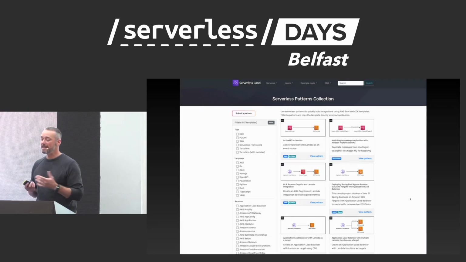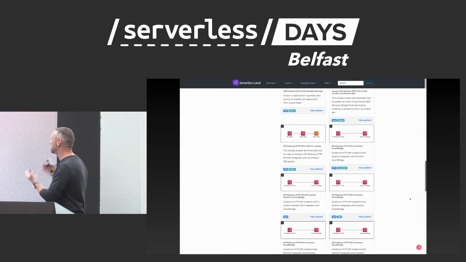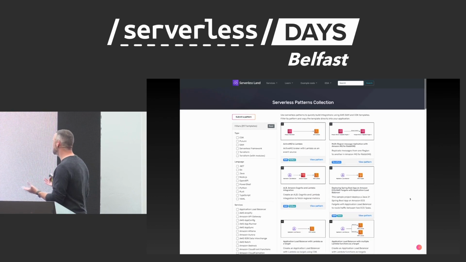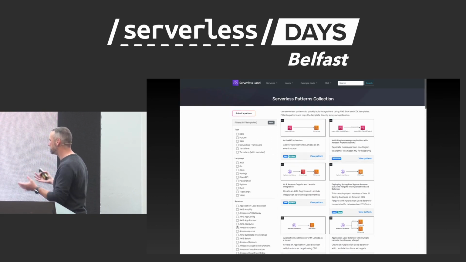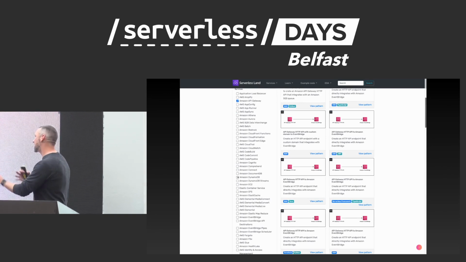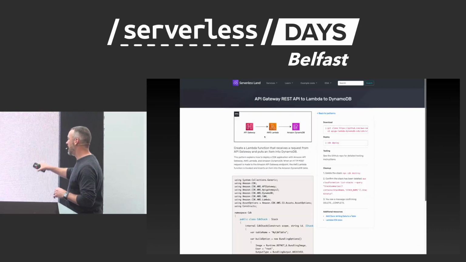So the site is very, very good. It's well organized. I appreciate AWS for this because these need to be documented. And you'll see that most of these patterns are relatively simple, right? It's only a few services they stitch together. So let's take a look at some of these patterns, and we'll talk about them a little bit more in depth.